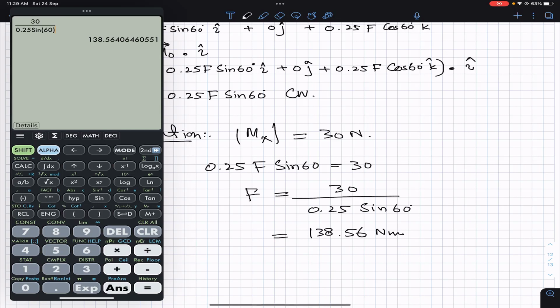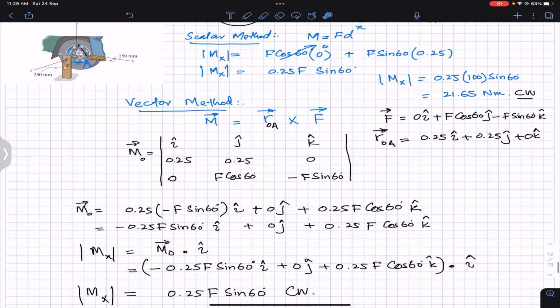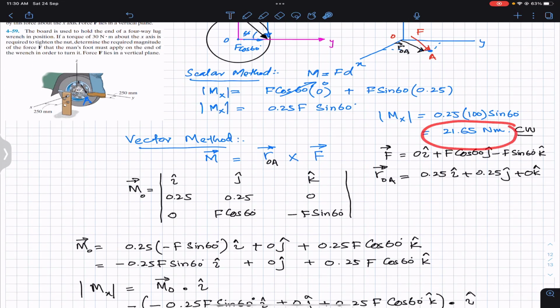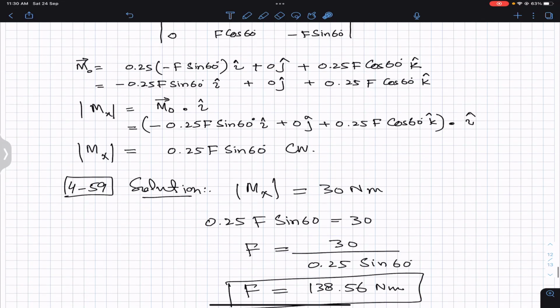138.56 Newton. So if a 30 Newton meter torque is required to tighten the nut about the x-axis, the man must apply 138.56 Newton. And in the first problem we can see that if the force magnitude is 100 Newton, the moment about the x-axis is 21.65, which is less than this 30 Newton meter torque. So for a 30 Newton meter torque, the force must be greater than 100 Newton. So this is the solution of this particular problem.